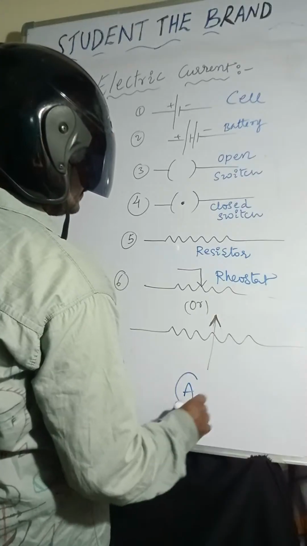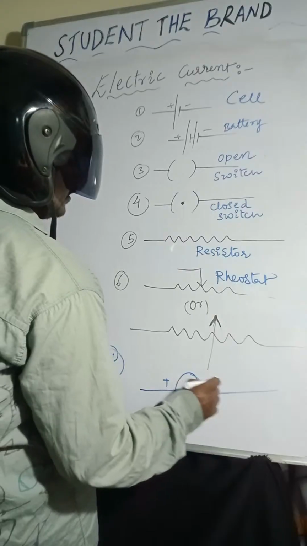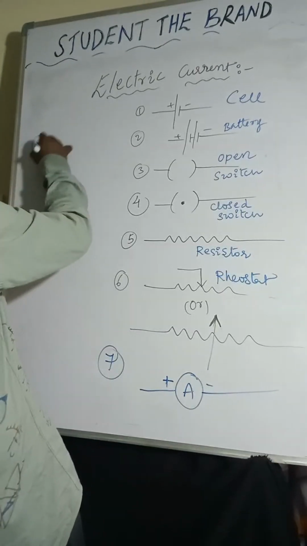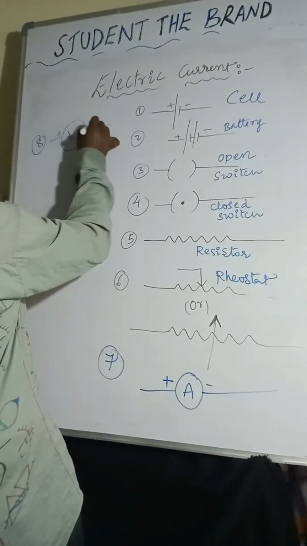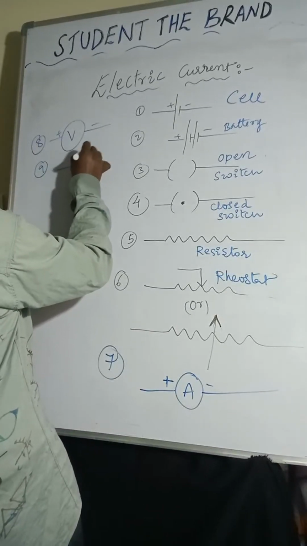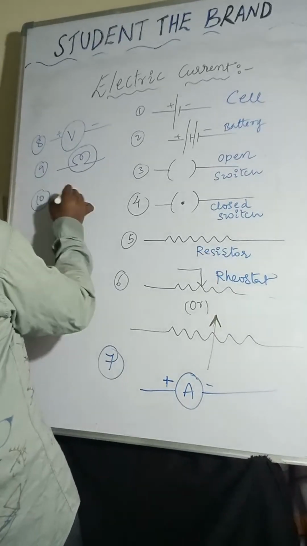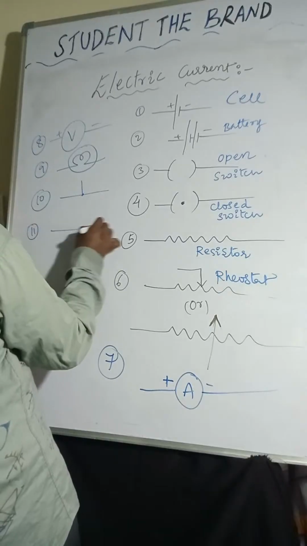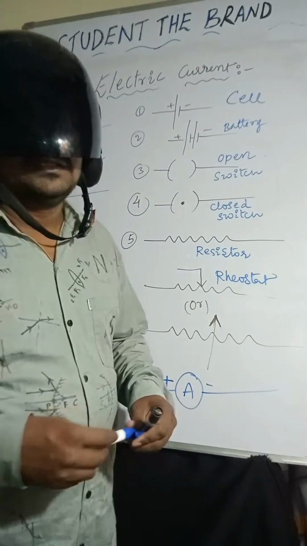Now coming to the seventh one, ammeter. This is the ammeter. Coming to the eighth one, voltmeter. Coming to the ninth one, bulb. This is the bulb. The 10th one, wire joining. The 11th one, wire crossing. Check once here.